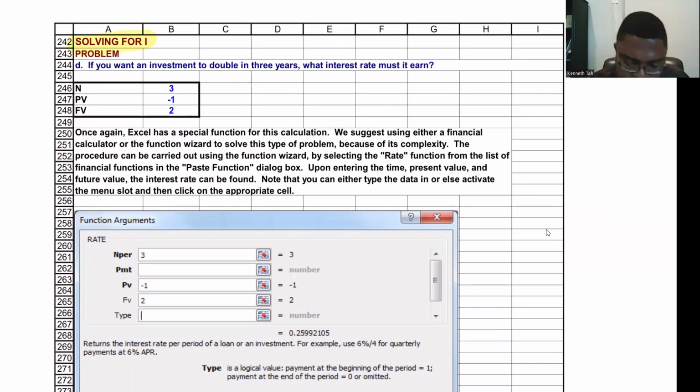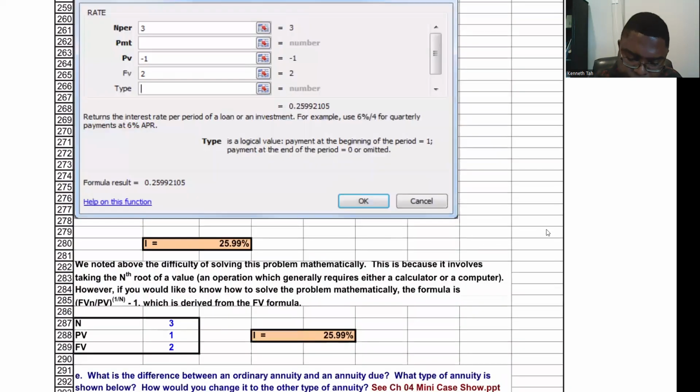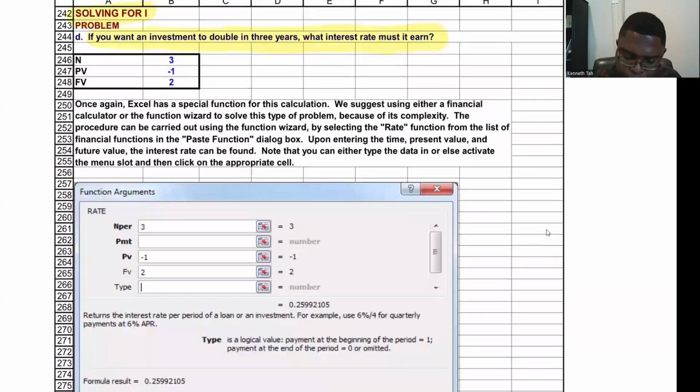All right, let's look at this example. It says if you want an investment to double in 3 years, what interest rate must it earn? So n is 3 years. Again, if we want that investment to double, it means that if the present value is 1, future value is going to be 2. So we can solve this first by using the formula.